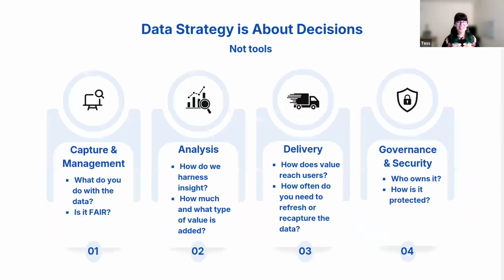Thank you, Arun. So we need to talk about data strategy. A common misconception I hear is that data strategy is just your tools, and it's really more about decisions than the tools. While a tech stack is part of your data strategy, it's only one part. And so what are we making decisions about? We're making decisions about how we are capturing and managing our data. What do you do with the data? Where are you putting it and why? Is it FAIR, as Arun just talked about?